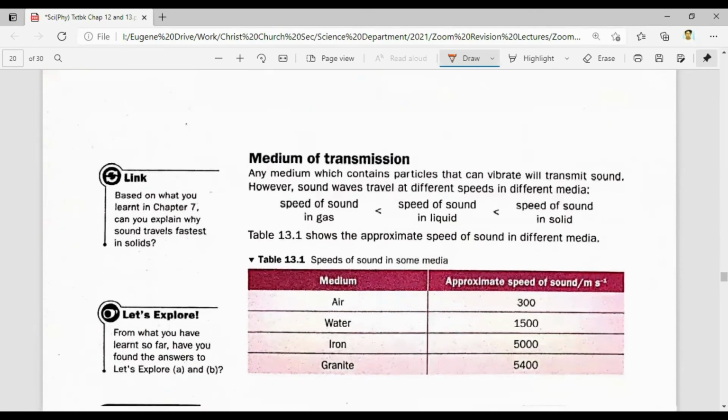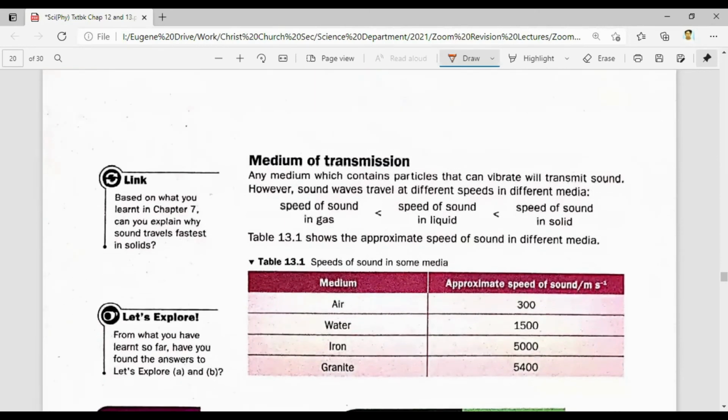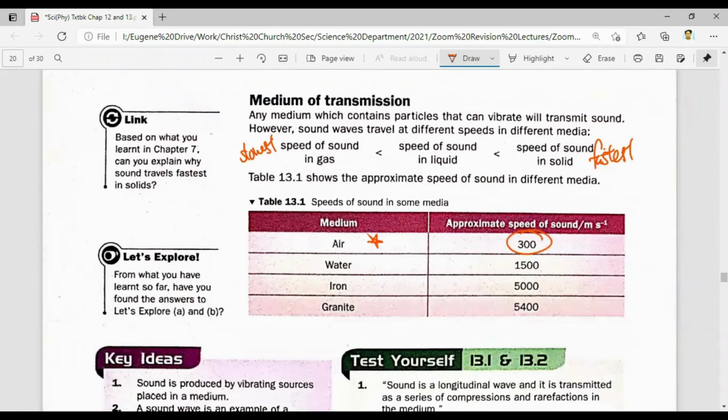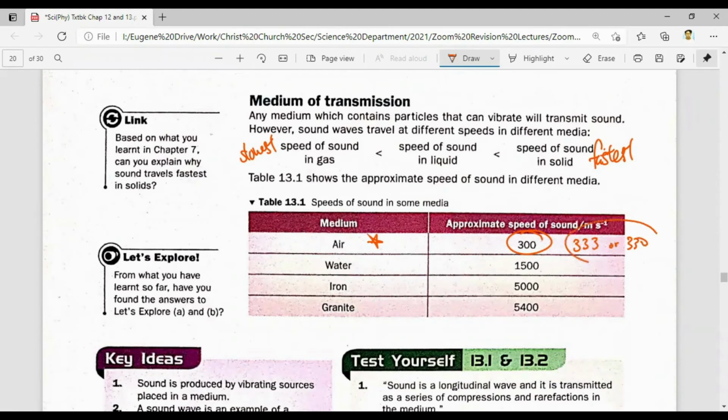In terms of the medium of transmission, do take note, sound actually travels fastest in solid, so it's a bit unique in this case. Sound travels faster in solid, and slowest in gas. A few speeds of sound that you need to know: air, about 300. This is a very common question that gets tested, so you know that it's about 300. Calculation may sometimes lead you to 333 or 330, but the idea is about 300. That's the speed of sound in air.